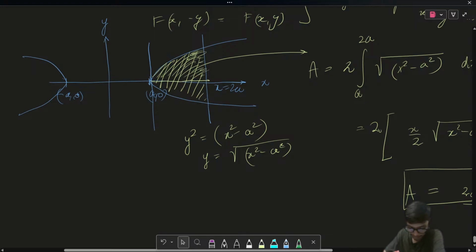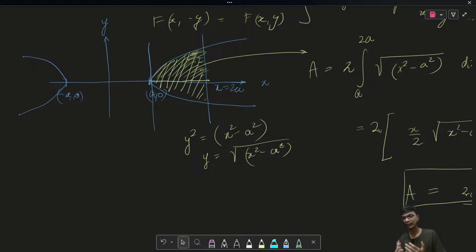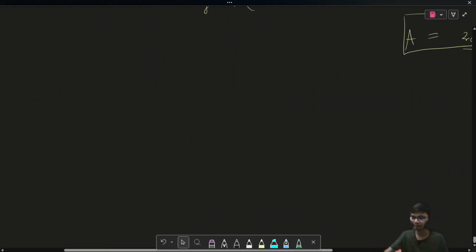So in this class, we are going to solve some questions, and now I'm going to take the idea of what happens when I give you two curves, and how to find the area that is enclosed in the intersection of two curves. So let me give you this question.